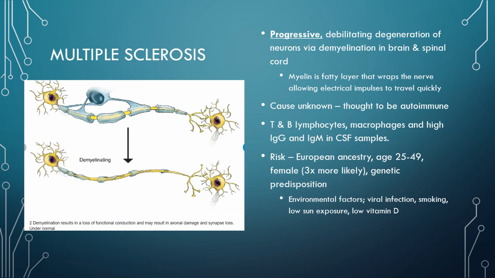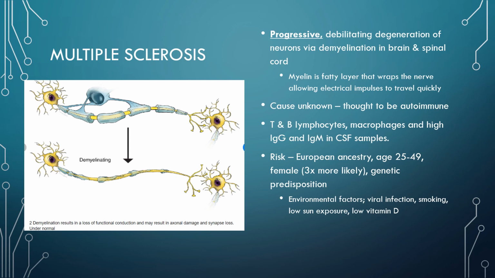So cerebral palsy is a non-progressive neurologic motor disorder, so that's something that happened at one time and then does not reoccur. Multiple sclerosis then is a progressive, debilitating neurologic condition, which is caused by degeneration or breakdown of neurons via demyelination in both brain and spinal cord tissue.